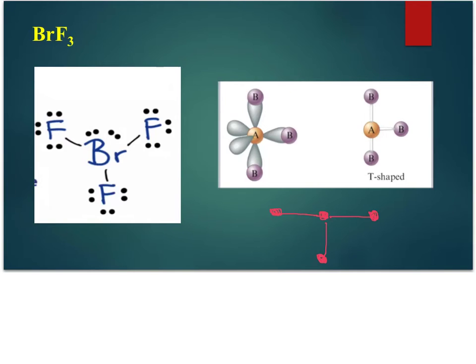And our bond angle for T-shaped will be less than 90, and that will only be axial, because now we don't have any equatorial. The 2 lone pairs are on the equatorial, so there's no equatorial bond angle. We only have axial bond angle.